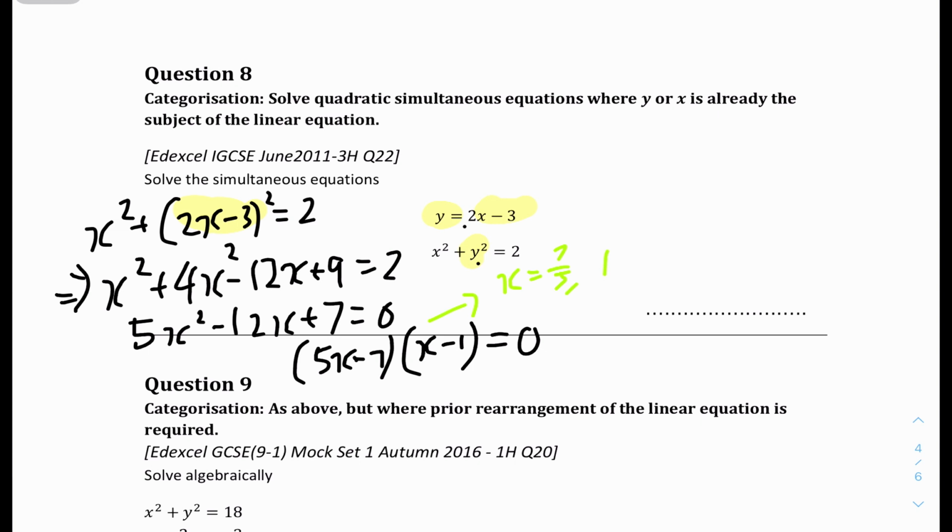So we can just use the first equation to work out the y values. If x is 1, then 2 times 1 minus 3 will get us minus 1, like so. And for the second solution, x is 7 over 5, so 2 times 7 over 5 minus 3 will be minus 1 over 5. And these are the solutions.